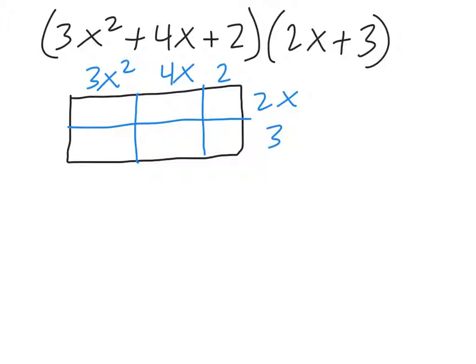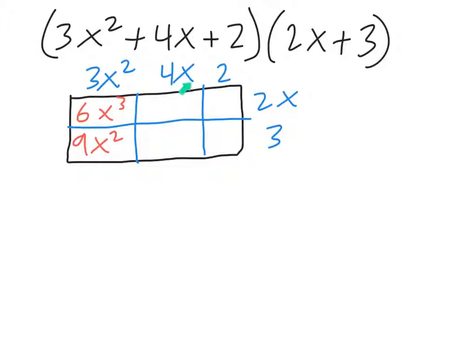So, 3x squared times 2x. This is what we just did with multiplying monomials. Multiply the numbers first. So 3 times 2 is 6. And then x squared times x. Add the exponents. 2 plus 1 is 3. So x cubed. Then 3x squared times 3, that'll give us 9x squared.